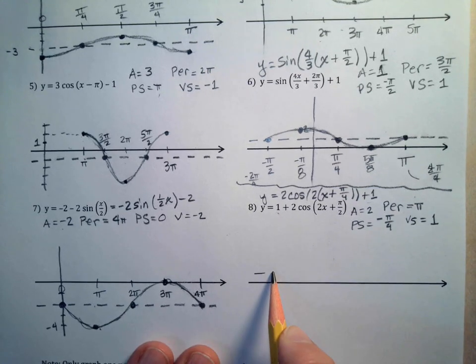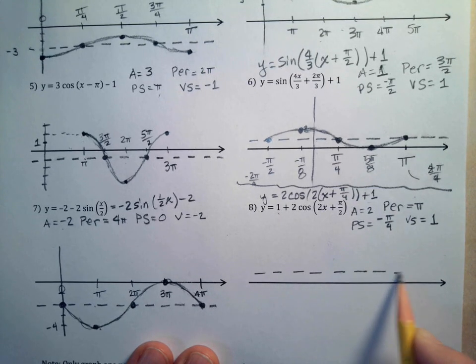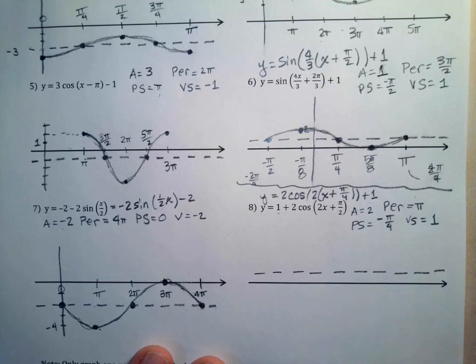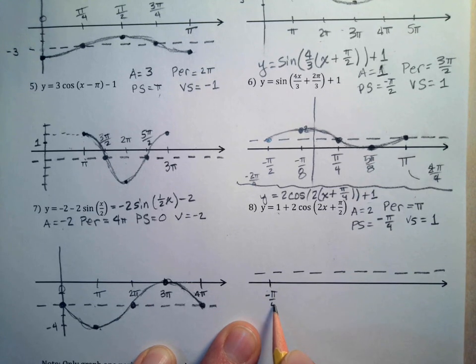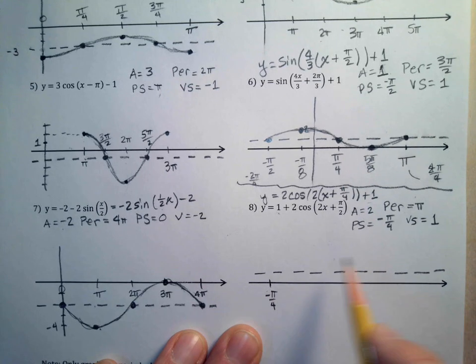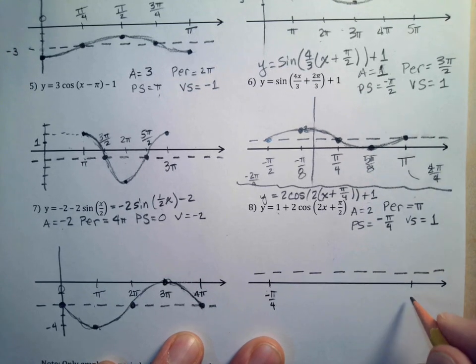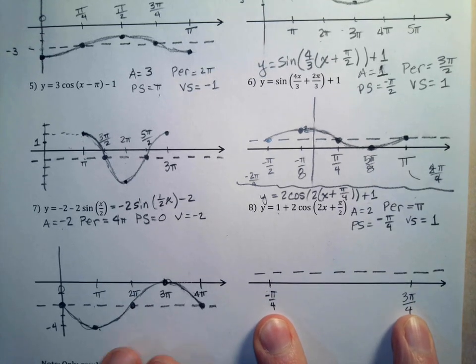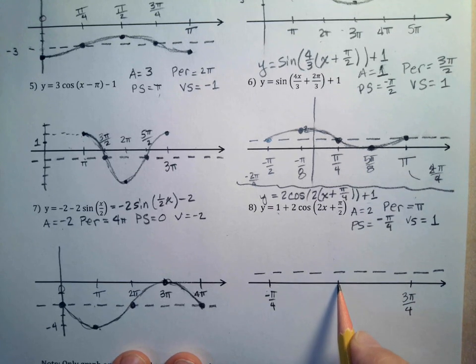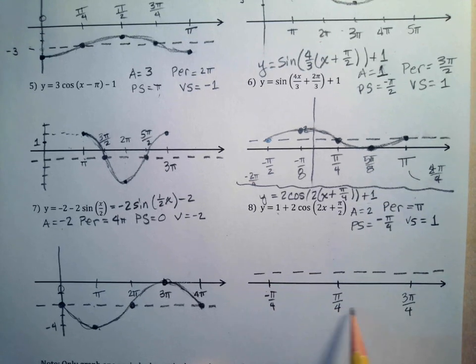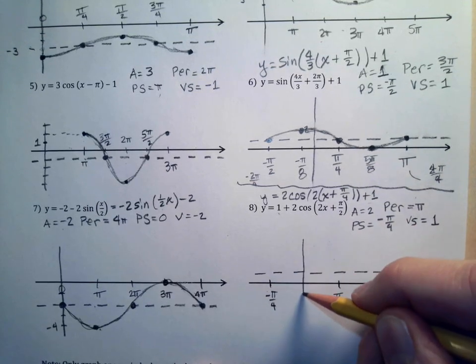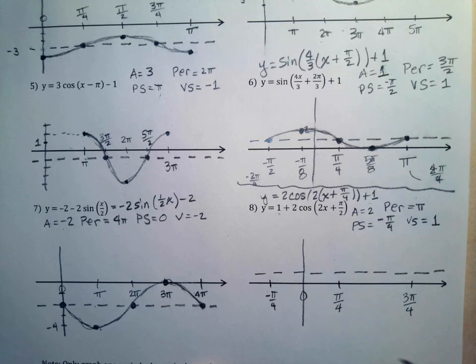All right, so I'm going to draw in my vertical shift to start with. 1 up. Go ahead and label the first thing negative pi over 4. And then I want to go a period away. So a period away, let's call that 3 pi over 4. That gives me a total of a period. Halfway between these will be pi over 4. So obviously halfway between here, I can draw in my y-axis, that will be 0. And then halfway between these, pi over 2.